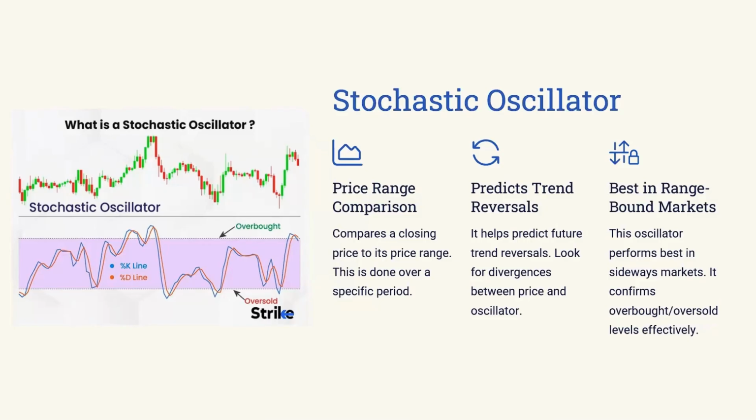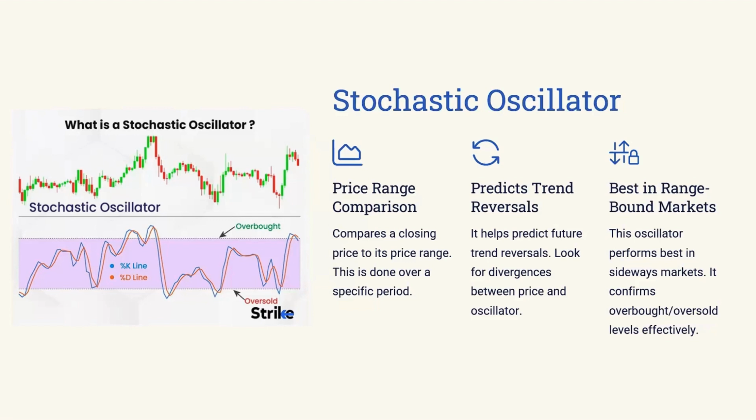Always confirm with the price action, candlestick patterns, or other indicators. Focus on divergence. Divergences are often stronger signals than simple overbought and oversold readings. And we can adjust the settings. While 14 period is common, traders can adjust the periods for the K and D lines and the smoothing to suit different time frames and trading styles.